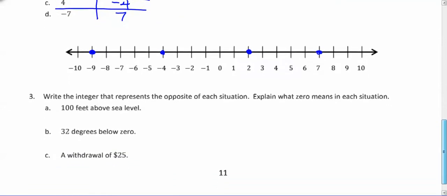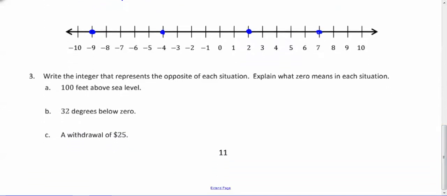All right, I'm going to scroll down a little bit here, and it says, write the integer that represents the opposite of each situation. Explain what 0 means in each situation. So, let's write 0, and then we're going to write opposite. Because this can get kind of confusing.